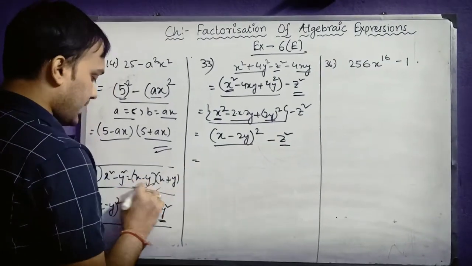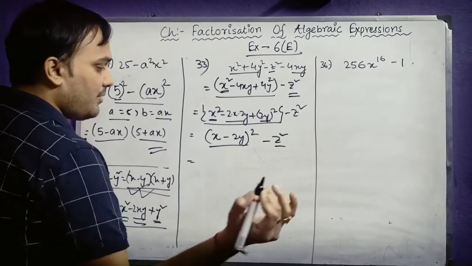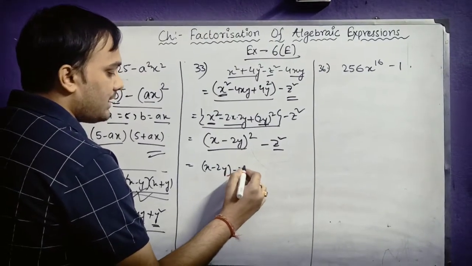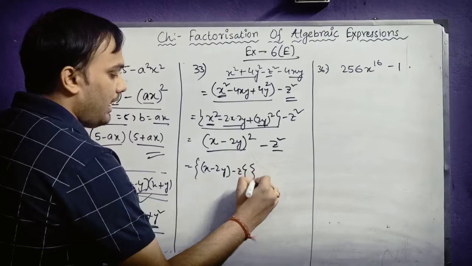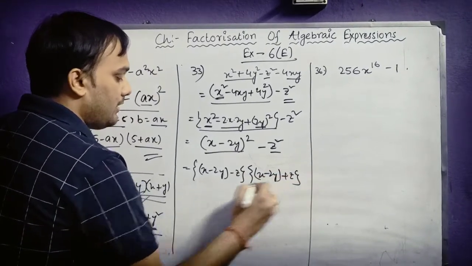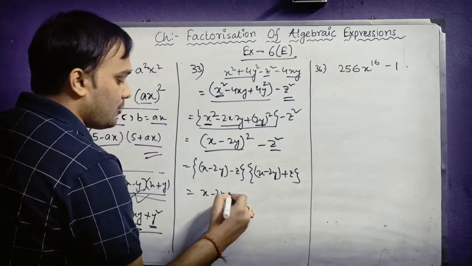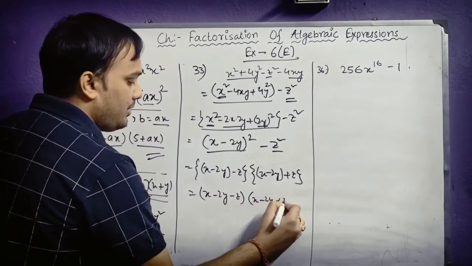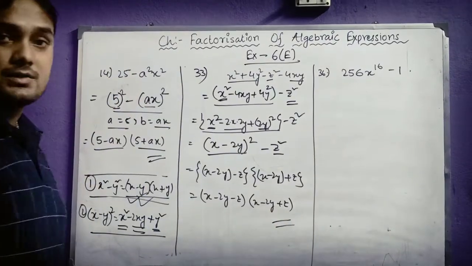So if you utilize x minus y into x plus y, what will be x minus y? x minus 2y minus z. This will be x minus y, and x plus y will be x minus 2y plus z. Now that means the answer will be x minus 2y minus z into x minus 2y plus z. This is our answer.